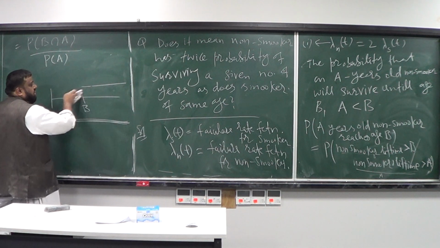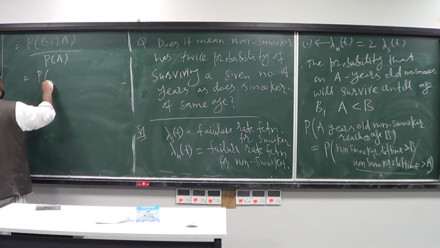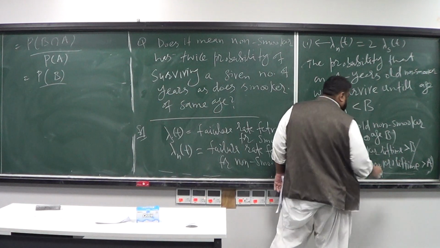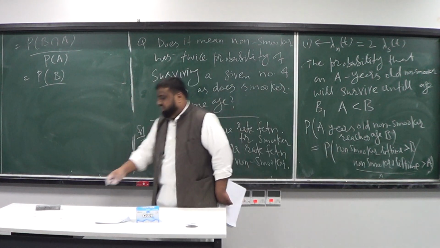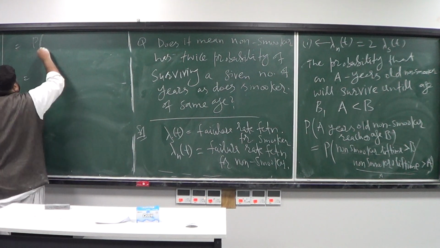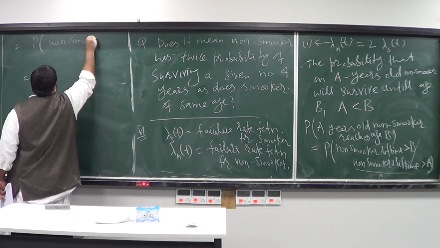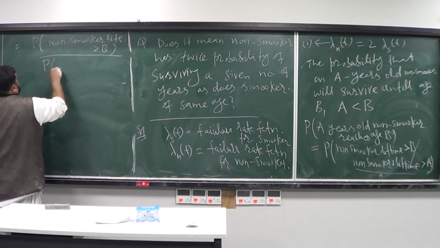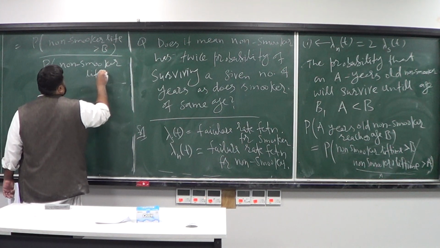So it's going to be the probability of this. In other words, I can say this is the same as the probability of B. By the way, you can give some other names, but let's not, since B and A are reserved. So let's just write it as it is. This is the same as the probability that the non-smoker life is bigger than B, divided by the probability that the non-smoker life is bigger than A.